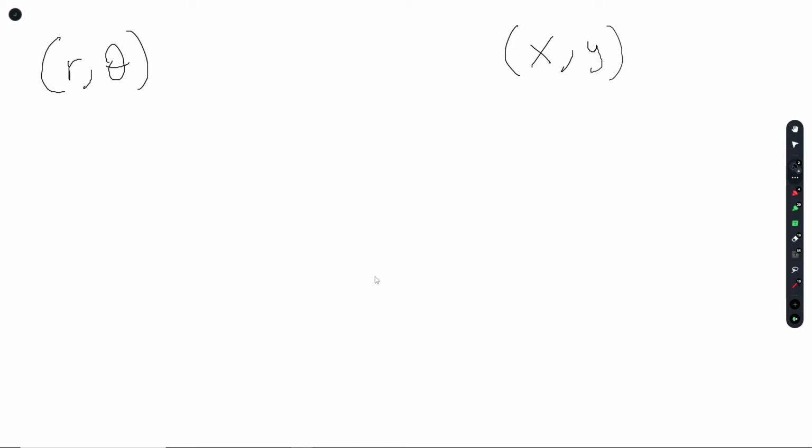Lesson 8.1 Polar Coordinates. So before we get into the exercises, I'll just explain how to convert from polar to rectangular and the other way around. So first of all, this is a polar coordinate and this is your typical XY rectangular coordinate. If you want to go from polar coordinate to rectangular coordinate, you have two formulas you have to use.